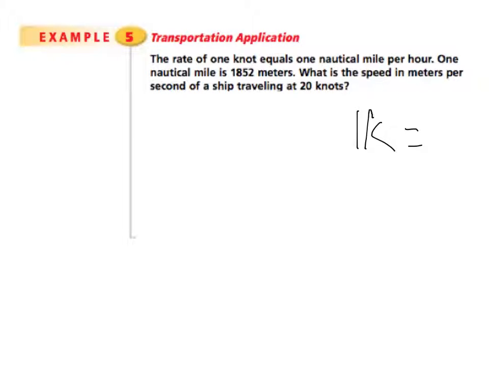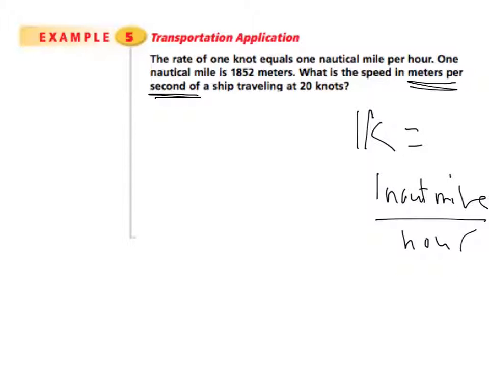Okay. So there's a couple things that we have to do here. First of all, what they give us is 1 knot equals 1 nautical mile per hour. And we know that 1 nautical mile is 1852 meters. So we have to change from nautical miles, and what do they want us to get it into? They want us to get to meters per second. Okay, so in the end, we want meters per second. So this is a little bit confusing, but stay with me here, okay?